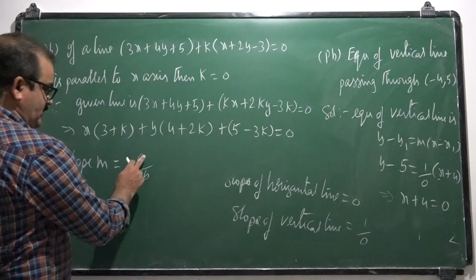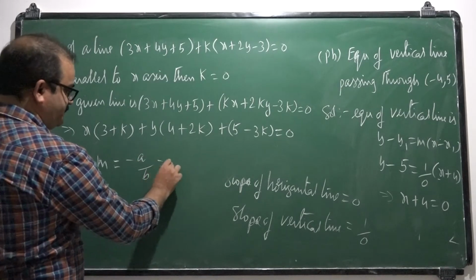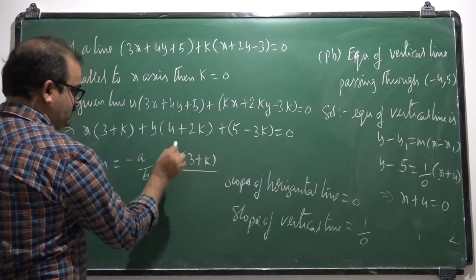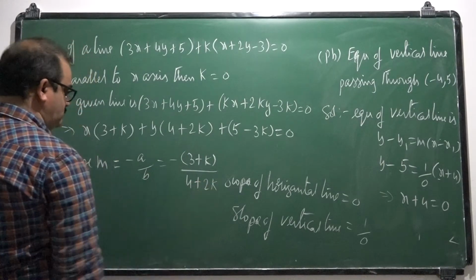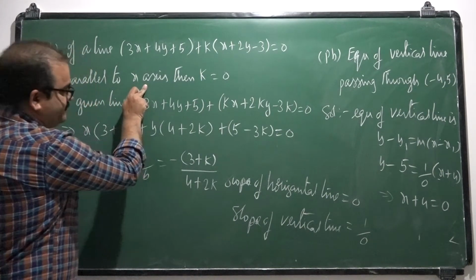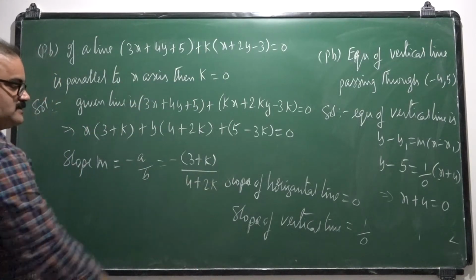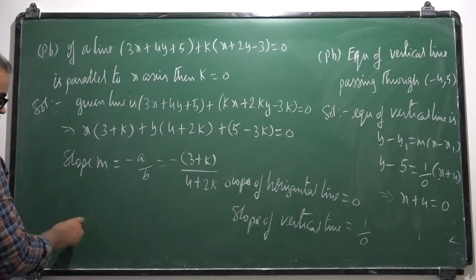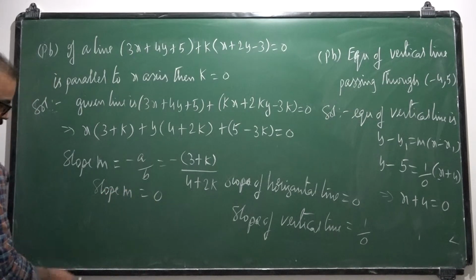Slope of a line ax plus by plus c is minus of x coefficient by y coefficient. That is minus of a, that is 3 plus k, by b value 4 plus 2k. But this line is parallel to x-axis. A line parallel to x-axis is called horizontal line. Slope of horizontal line is 0. So slope of this line is 0. Slope m is equal to 0.